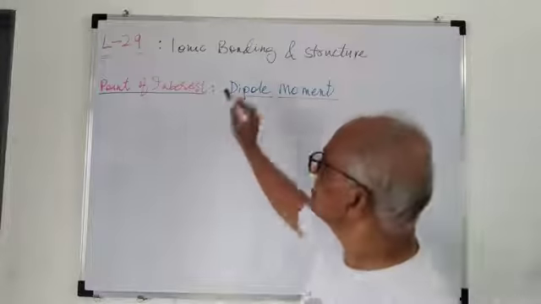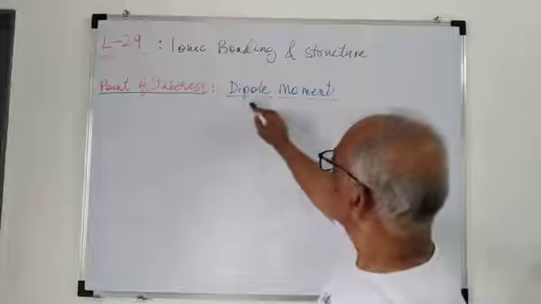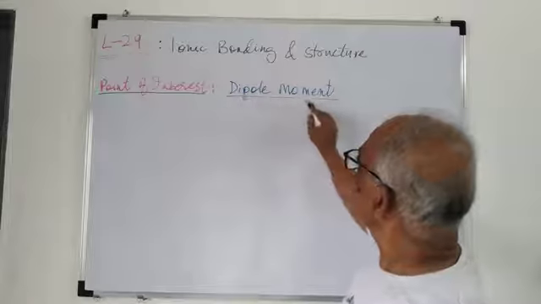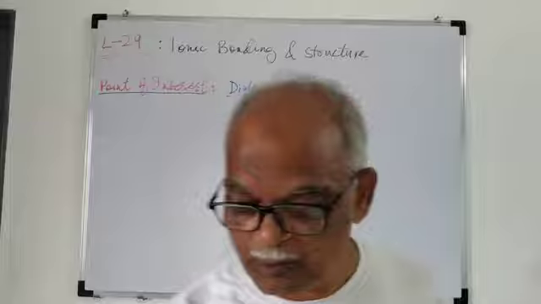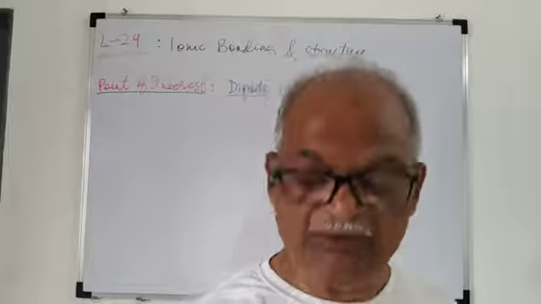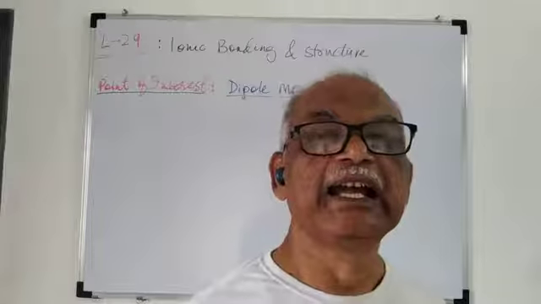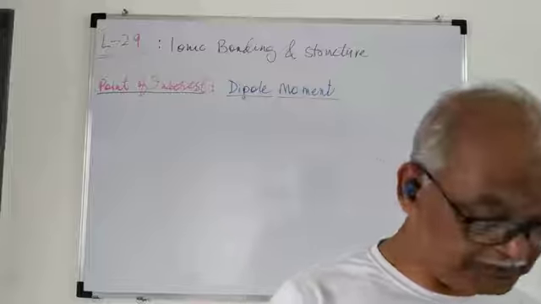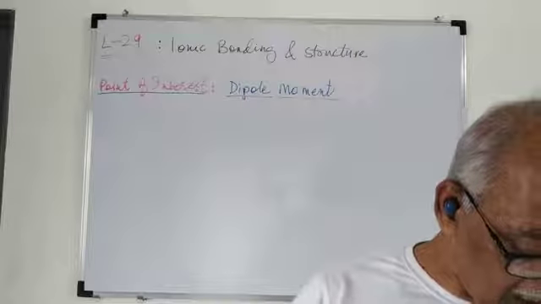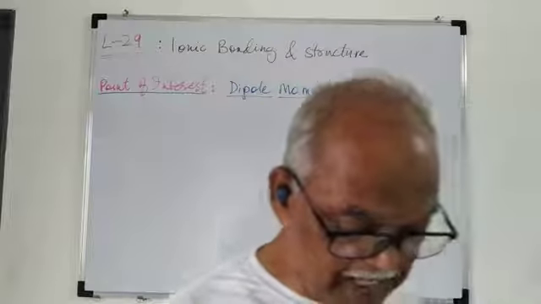We were discussing ionic bonding and structure. Today we will discuss the point of interest, that is dipole moment. Dipole moment can be considered for a bond and for the molecule. So we will see what the dipole moment is.